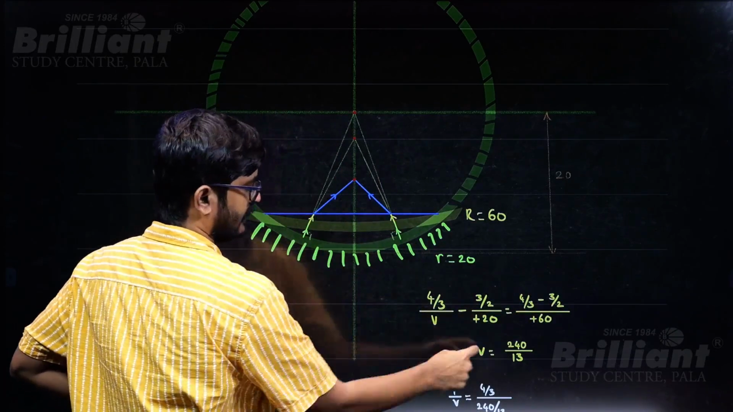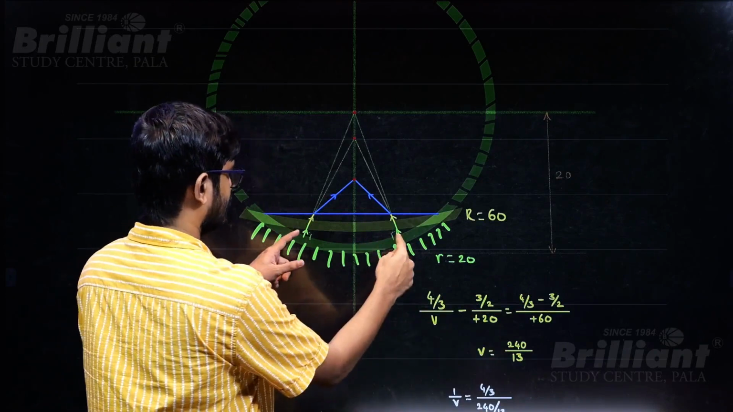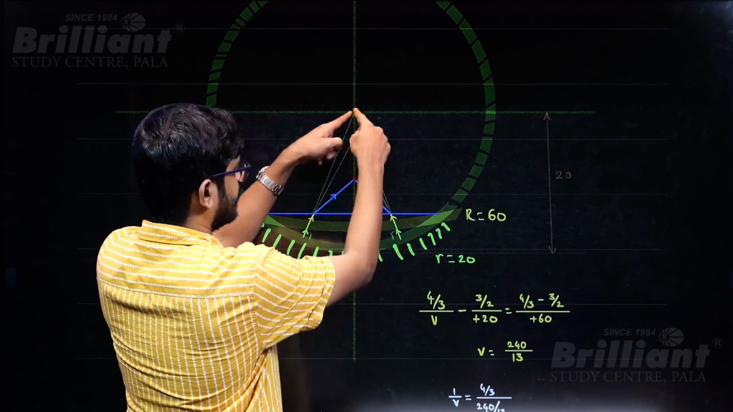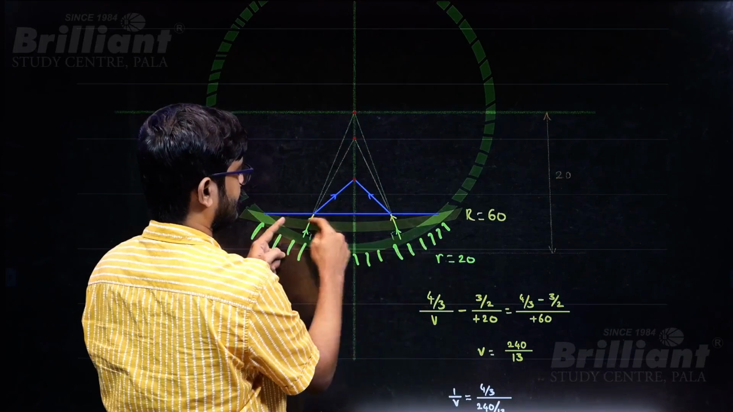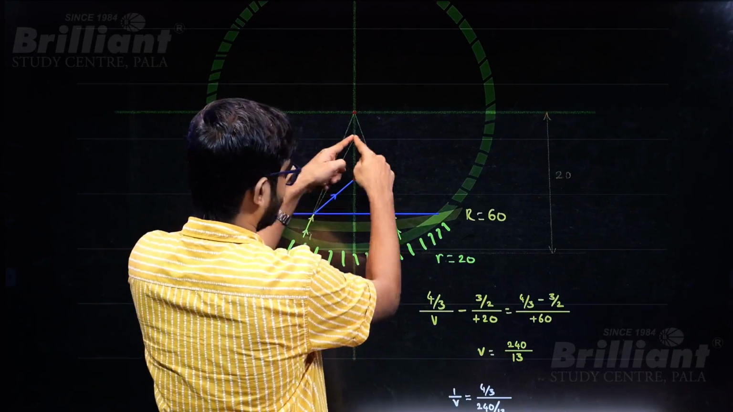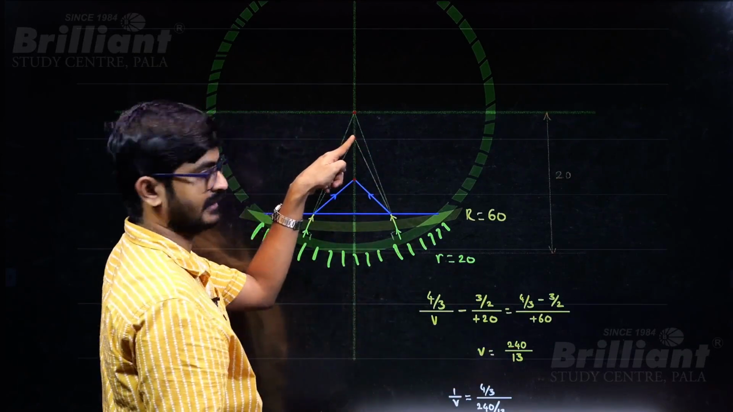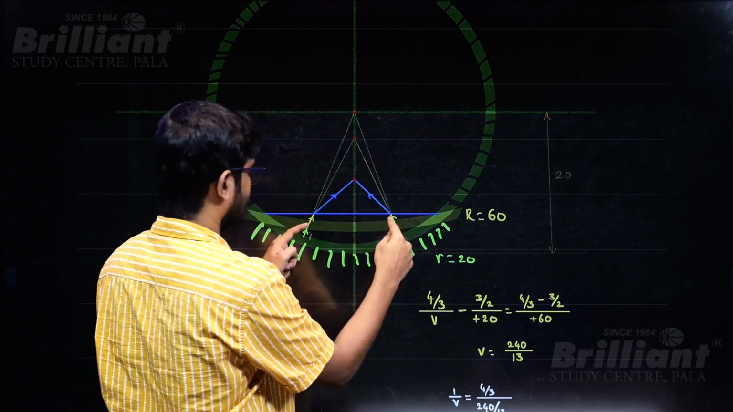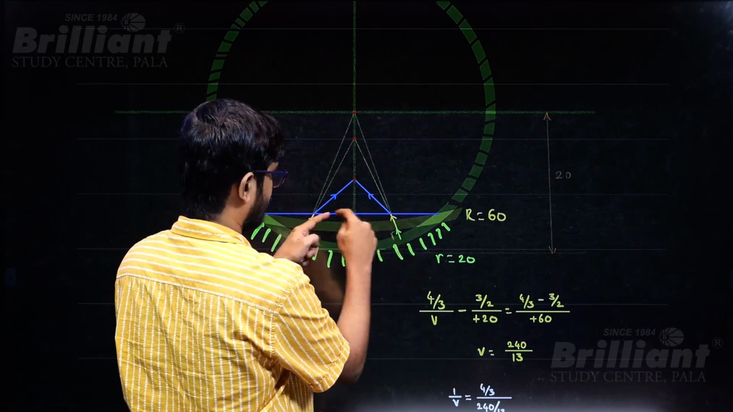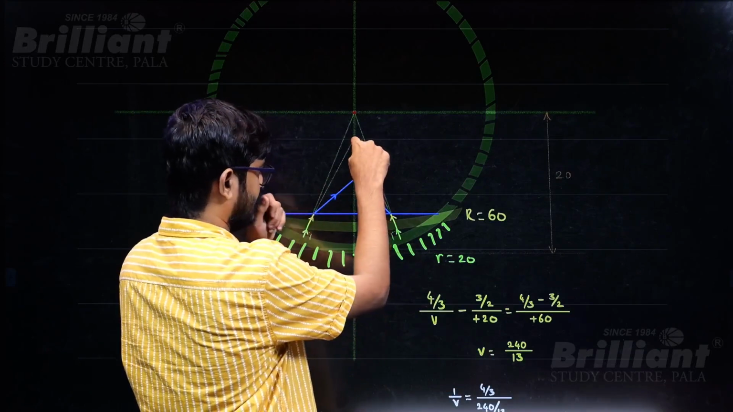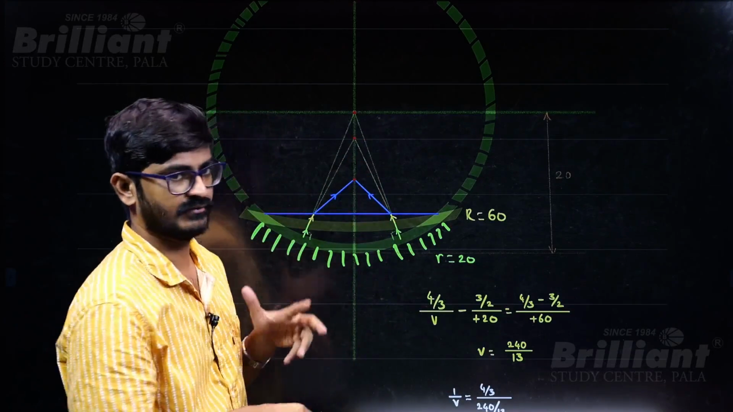When you solve for it, you will be getting 240 by 13. So when you send the rays like this, which were supposed to meet at the center, if you consider the refraction here, they will be meeting somewhere here, at a distance 240 by 13. But they are not going to meet there because they are going to undergo refraction here also. So for this surface, this will act as the object and the image will be formed somewhere here. We need to find that image.